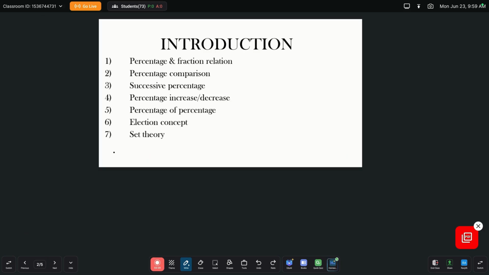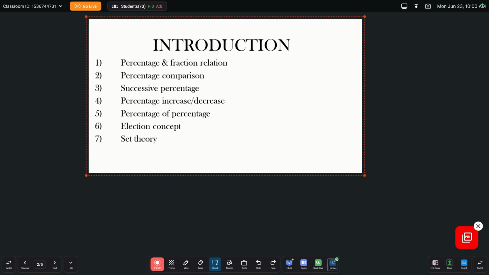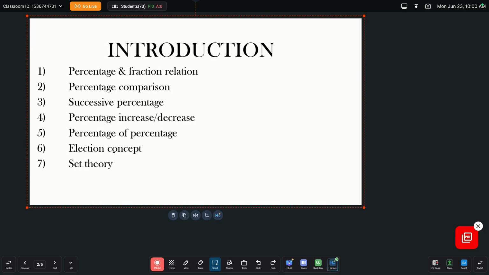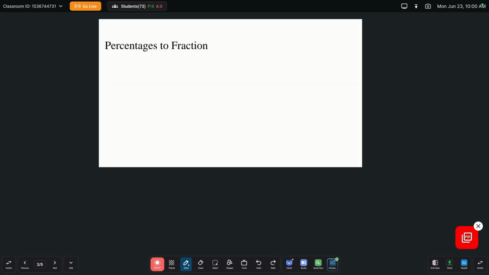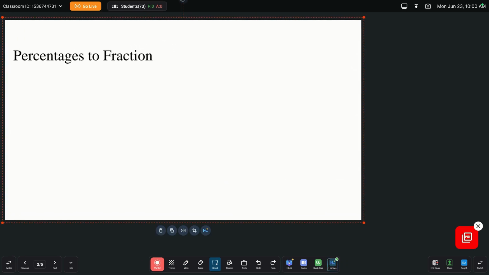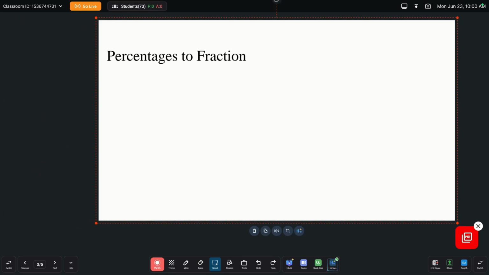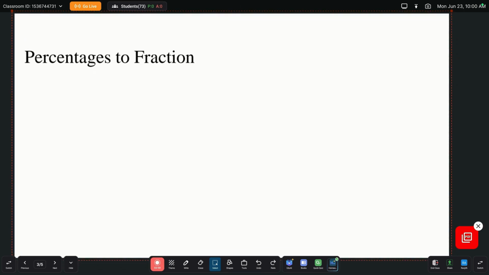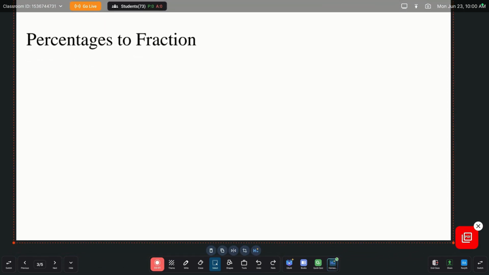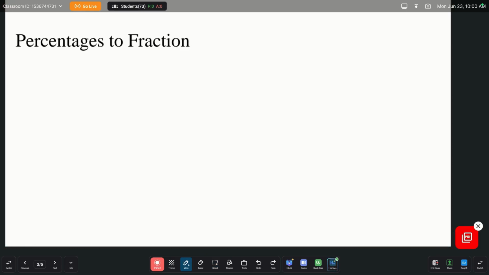In this, we have different topics. One is percentage fraction relation and also percentage comparison, successive percentage, percentage increase or decrease, percent of percentage, election concept, and also set theory. So now we need to discuss percentage to fraction. Just look at here. What do you mean by percentage to fraction?